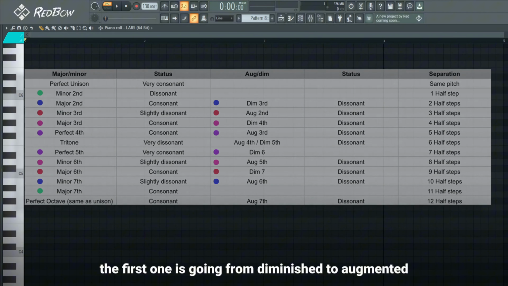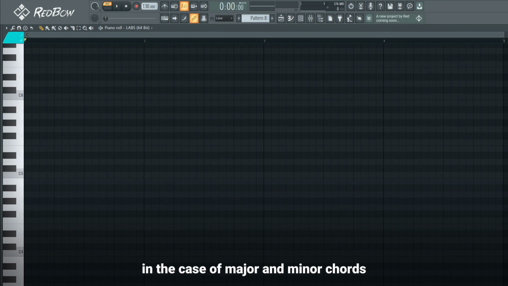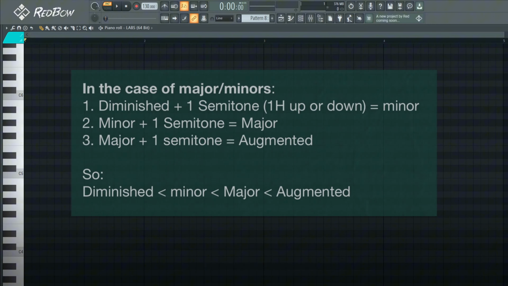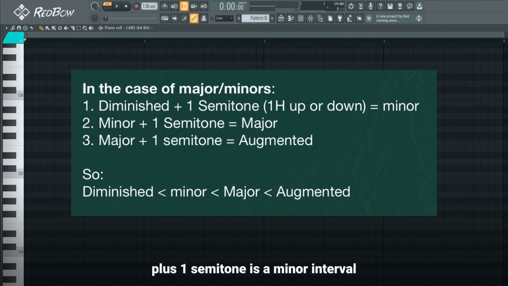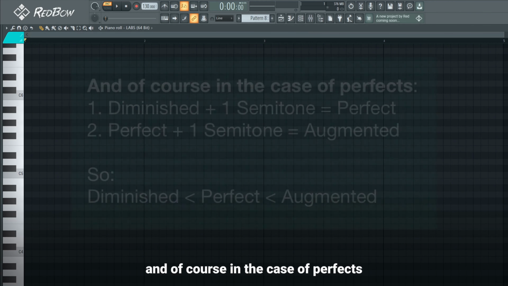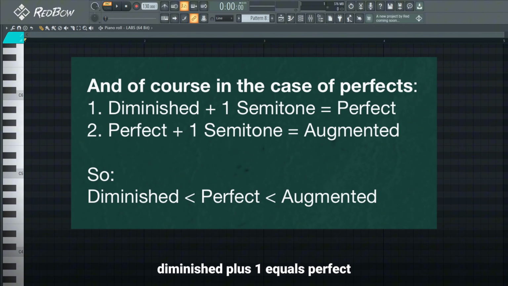The first one is going from diminished to augmented. In the case of major and minor chords, a diminished interval plus 1 semitone is a minor interval. A minor interval plus 1 semitone is a major interval, and a major interval plus 1 semitone is an augmented interval. So diminished is smaller than minor, minor is smaller than major, and major is smaller than augmented. And of course, in the case of perfects, diminished plus 1 equals perfect, perfect plus 1 equals augmented. So diminished is smaller than perfect, and perfect is smaller than augmented.